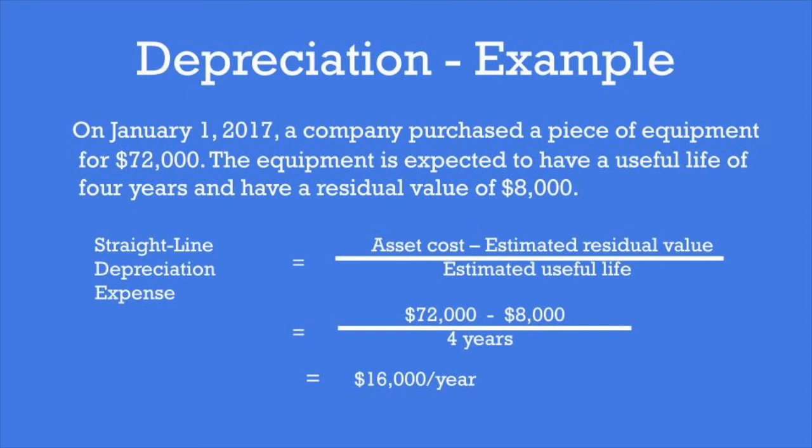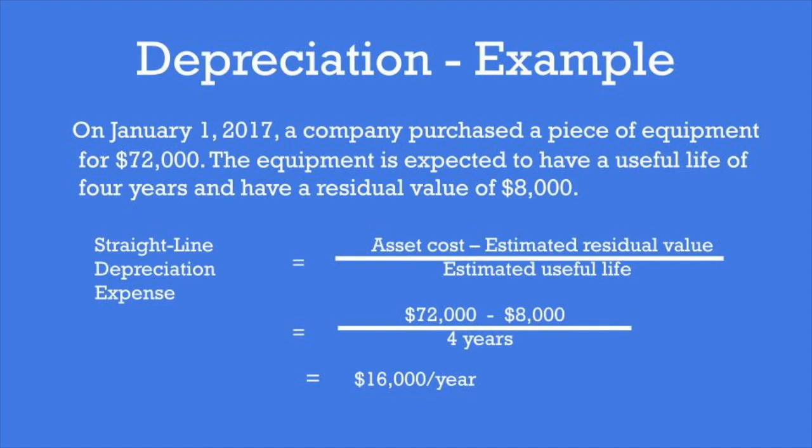So here's another example. On January 1st, 2017, a company purchased a piece of equipment for $72,000. The equipment is expected to have a useful life of 4 years and have a residual value of $8,000. Well, how do we do it here? We take the asset cost and we subtract away its estimated residual value. So this particular item costs $72,000. Subtract $8,000 from that, and that gives you $64,000.